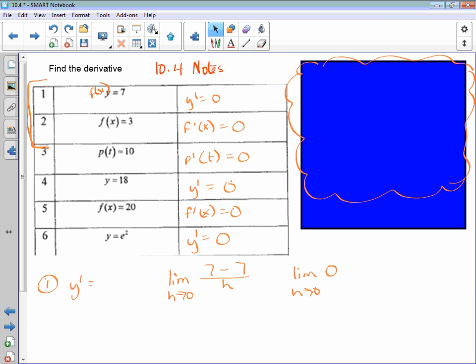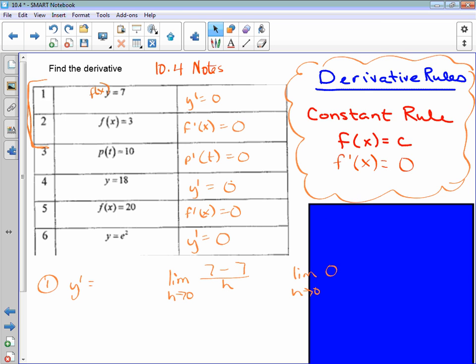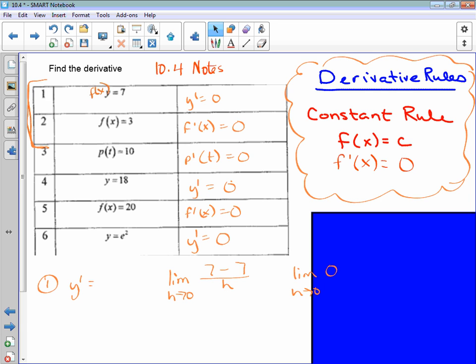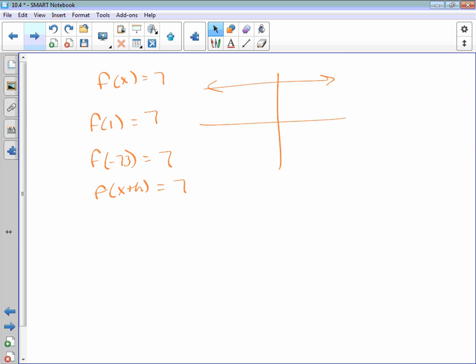Where's the h going? Well, the denominator. So it's 0 divided by h. What's 0 divided by h? That's how you eliminate the h, and then you can go to plug in the h, and there's nowhere to plug it in, so it's just 0. So you're eliminating the h before you plug in that 0.